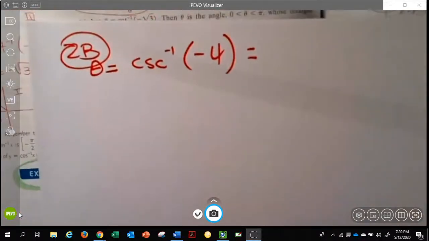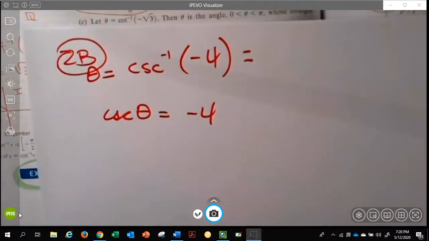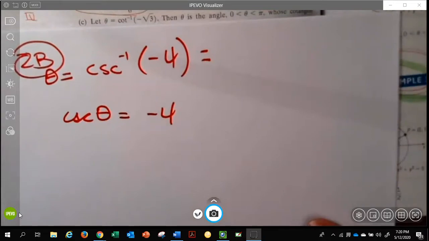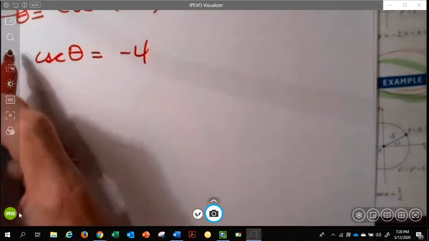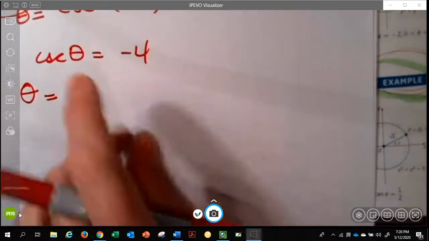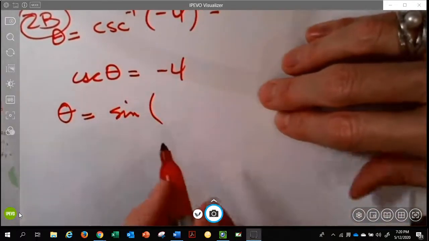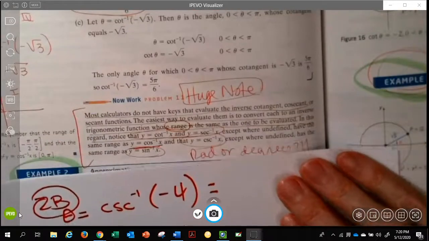So we're looking for the angle that when we do cosecant of that angle, we end up with an answer of -4. I'm asking you to do these numbers by yourself without looking at your notes very much. Another way to see it is that it's the same thing as looking for theta, not of the cosecant, but the sine, and not of -4, but of -1/4.